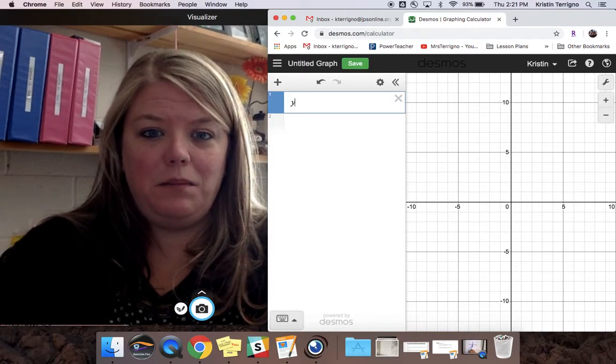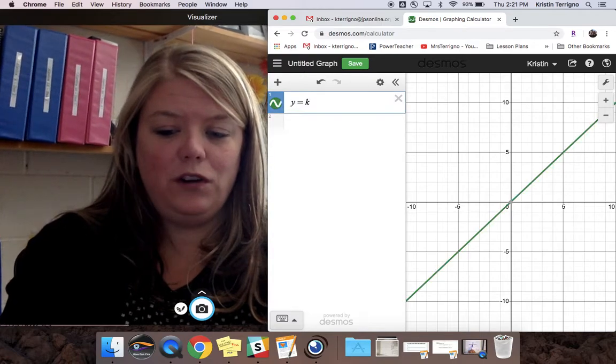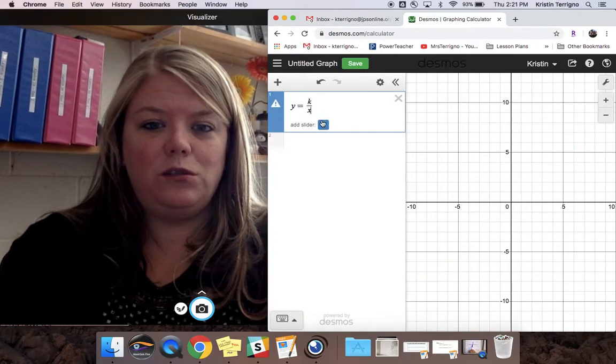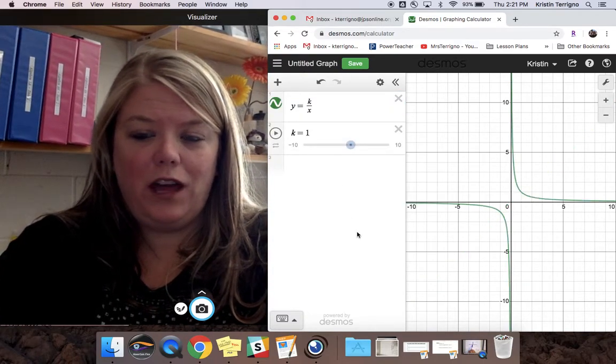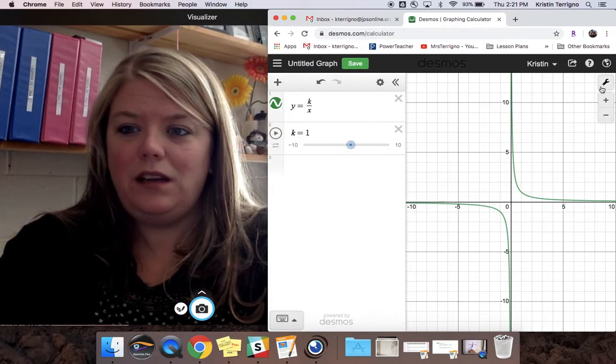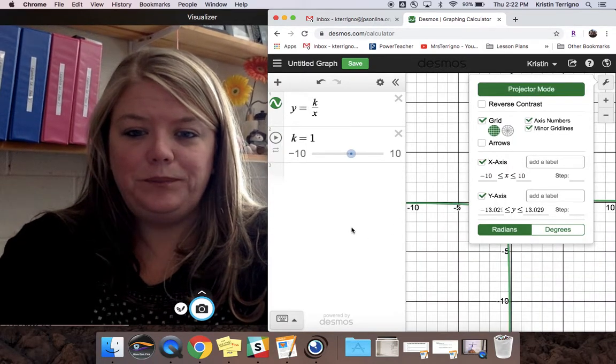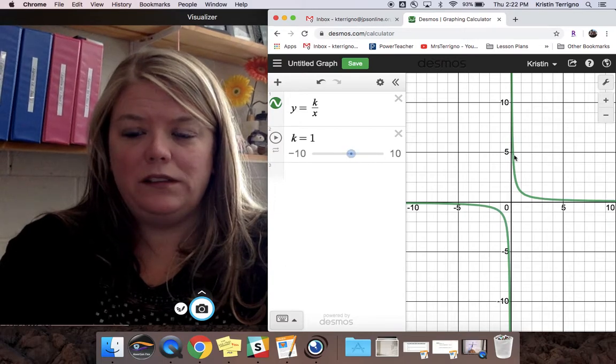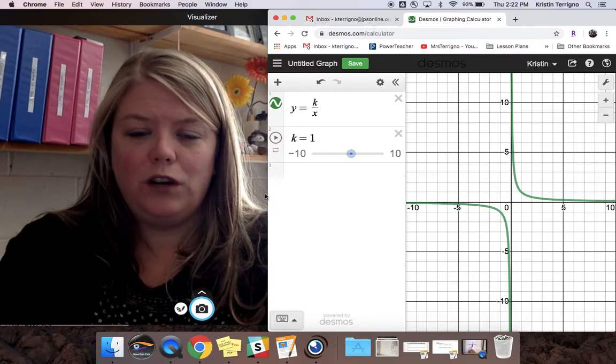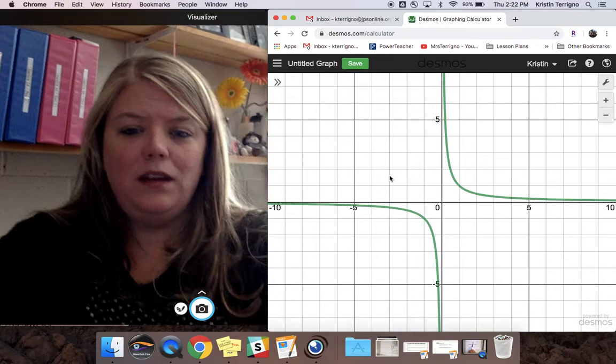So I'm going to type in the equation y equals k over x. And Desmos does this cool thing where I can add a slider for k. So right now what you're seeing is with a k value of 1. So this is really the graph of 1 over x.